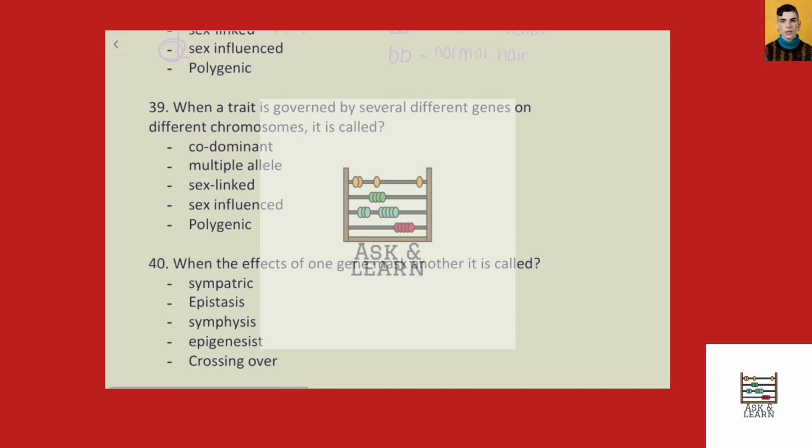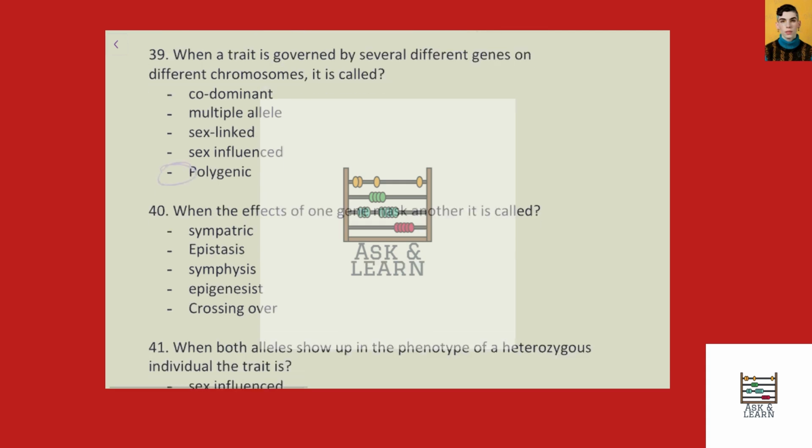The next question, when a trait is governed by several different genes on different chromosomes, what is it called? So here, this is called polygenic. So a polygenic trait is one where the phenotype is influenced by more than one gene. So things that are continuously distributed are often polygenic, so things like height or skin color. You see a continuous distribution with these, and they're often polygenic, meaning they're affected by a number of different genes across a number of different chromosomes.